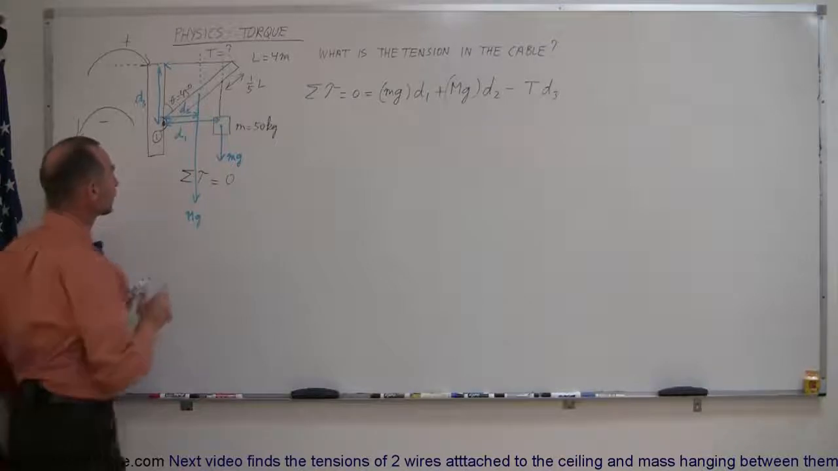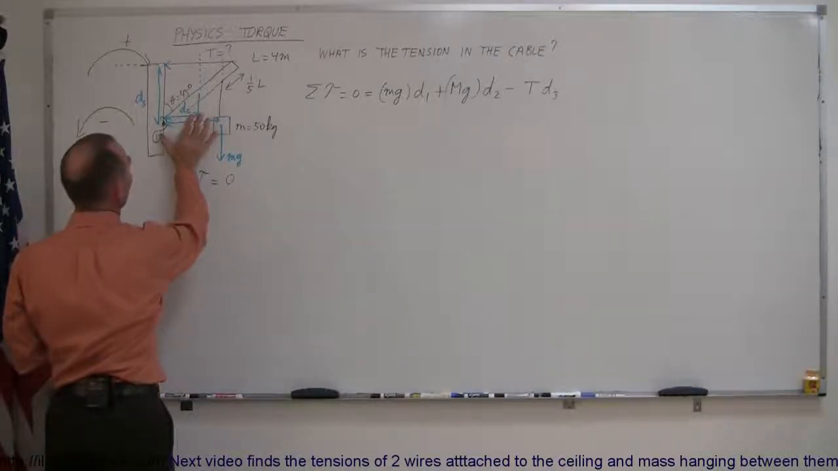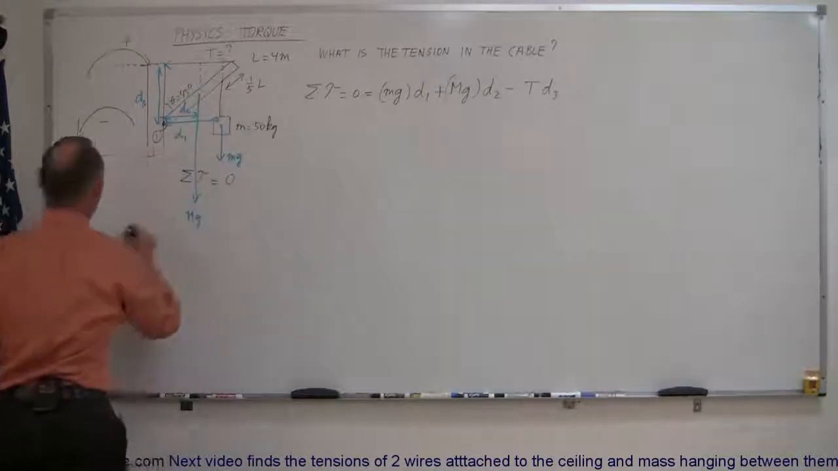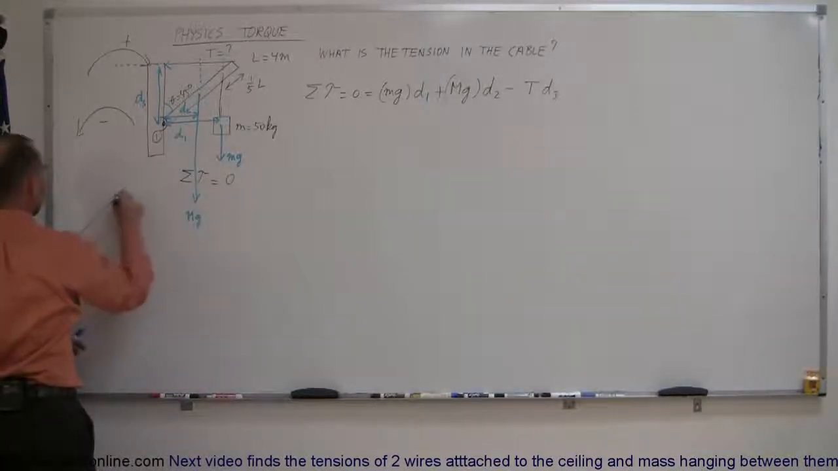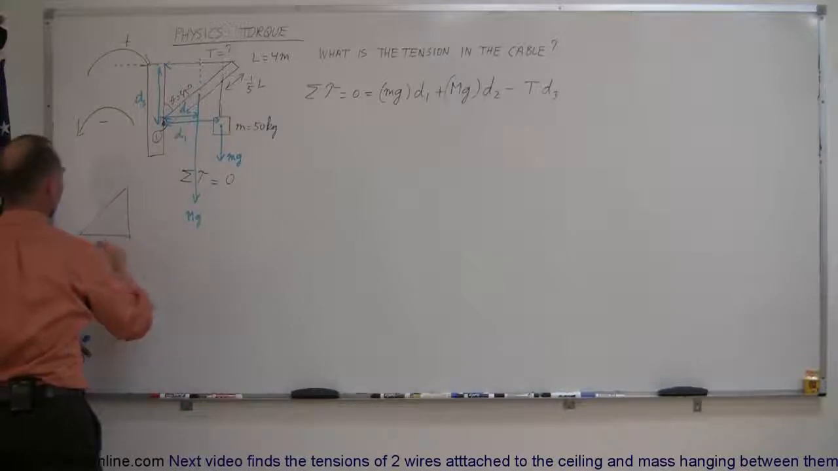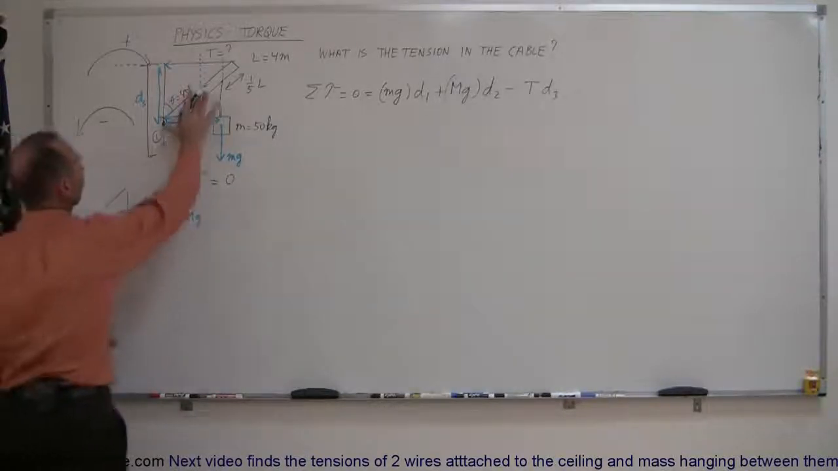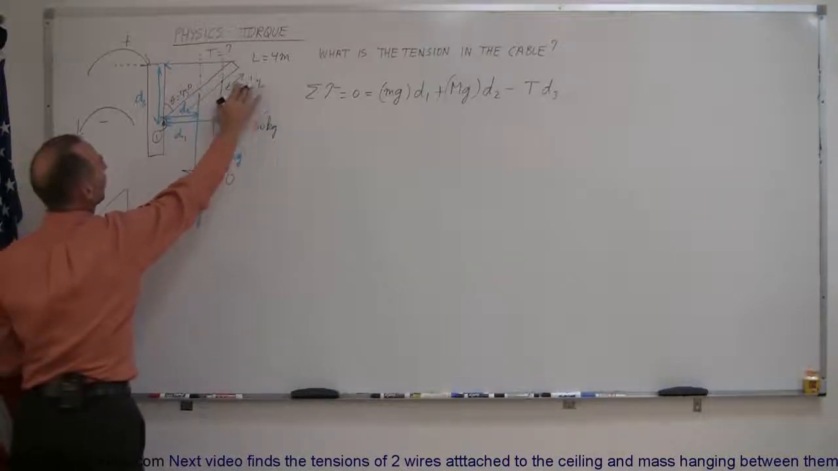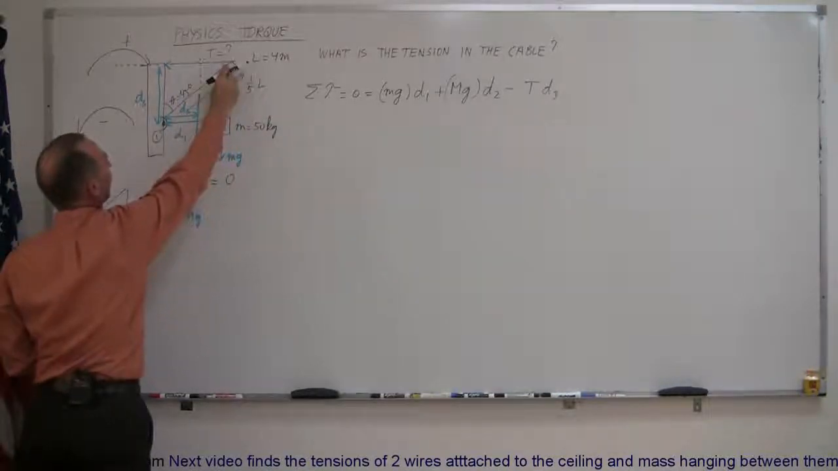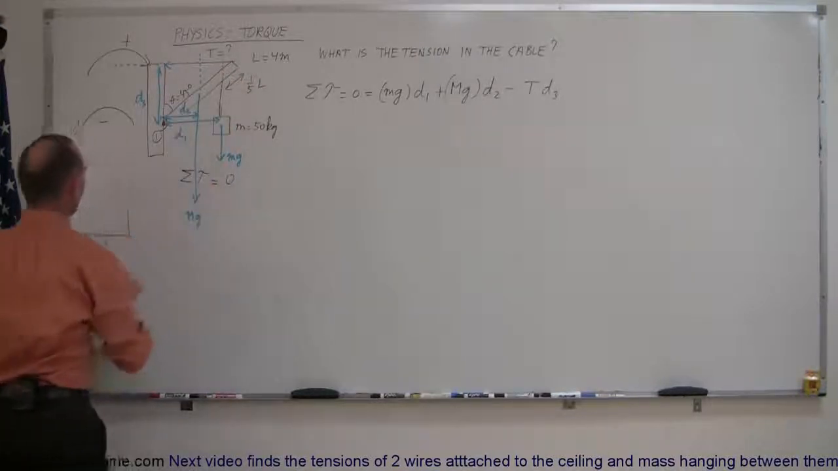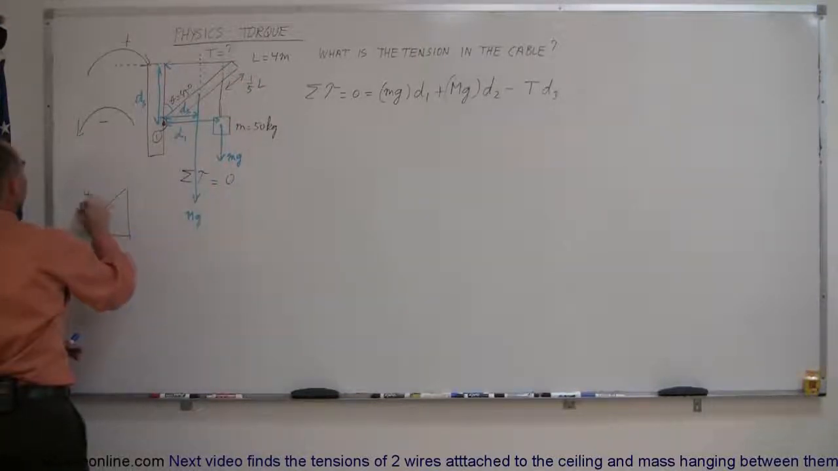So D1 is this distance right here. So I have a triangle right here. Let me draw the triangle right here on the side. So there we go. This here is distance 1. This length right here is 4/5 the length of the beam, because if I attach this at 1/5 from the end of the beam, then this part right here is 4/5. So this is 4/5 L.